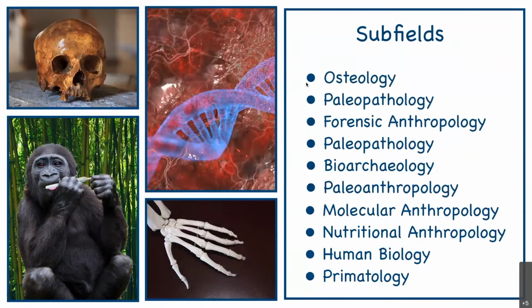There are many subfields within physical anthropology, including osteology, paleoanthropology, forensic anthropology, paleopathology, bioarchaeology, molecular anthropology, nutritional anthropology, human biology, and primatology. So to explain some of these subfields, I'm going to give an example of how these subfields would be useful in studying a skeleton.